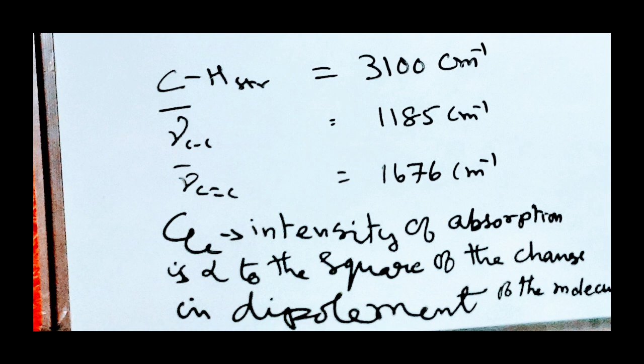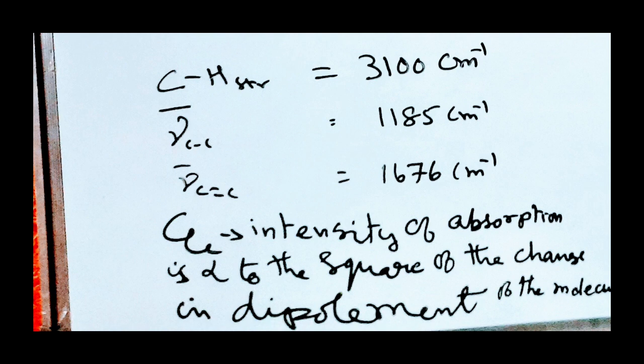The frequency of absorption for a carbon-carbon single bond is 1185 centimeter inverse. For a carbon-carbon double bond, which is calculated according to the formula, it is 1676 centimeter inverse. So theoretically you can calculate. It is compared with the experimental values, and the experimental values are found to be more or less equal to the theoretical values.